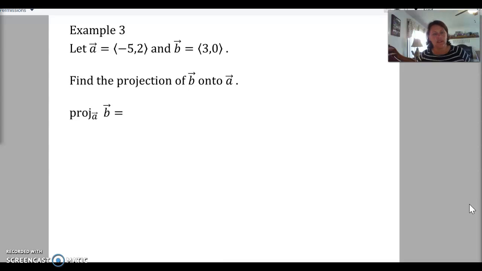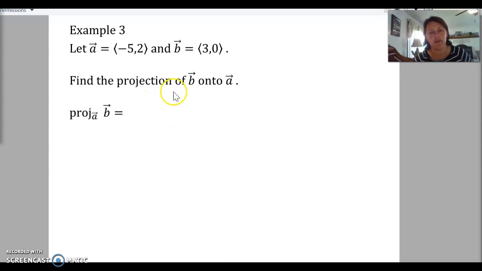Okay, so let's look at this first example. I know this says example 3. When I do this in the classroom, I had a couple of previous examples, same as the homework that you did yesterday, but since I've got all of that instruction on a video that you can go back and watch if you need to, I'm just going to skip the review examples. So we're starting off with example number 3. It says let vector A equal negative 5, 2, and vector B equal 3, 0. Find the projection of B onto A.